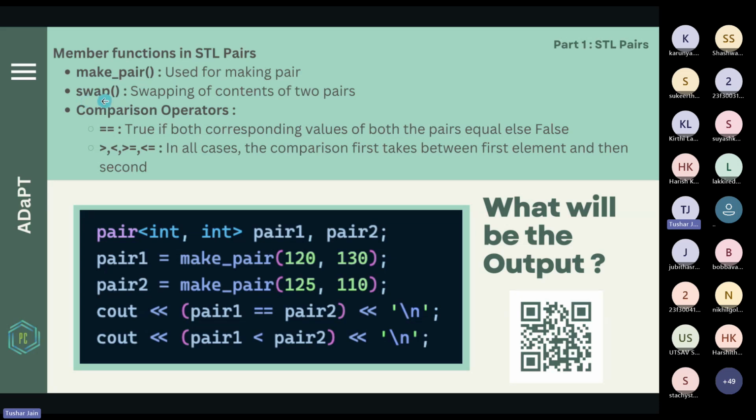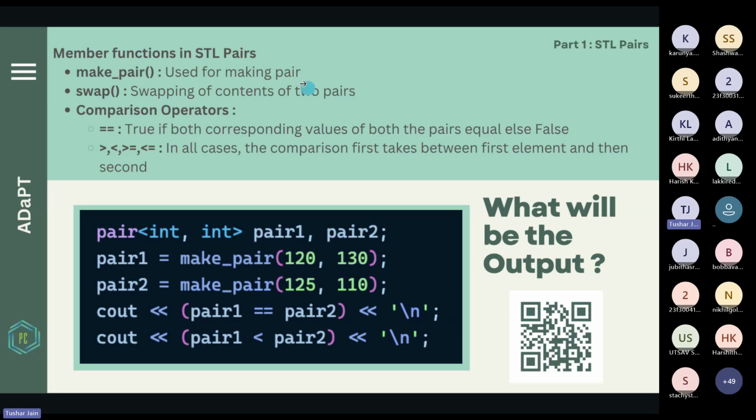And then we have swap. What swap does is it swaps the contents of the two pairs, the values at two positions. And comparison operators are usually used to compare between pairs. So in integers, for example, what we usually do is, let's say we are comparing an integer which stores one value and an integer which stores two value. And if we put the equal to operator, then it returns false or zero.